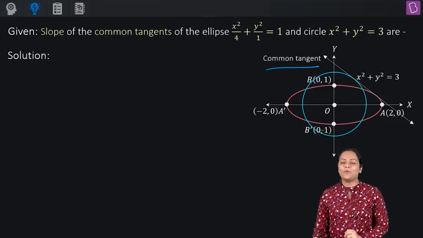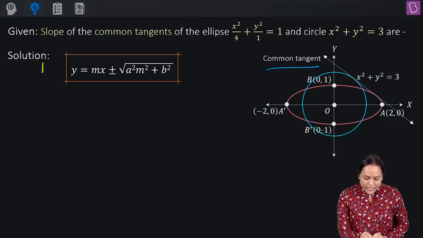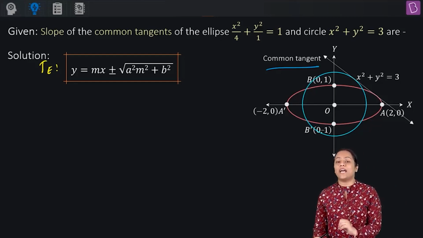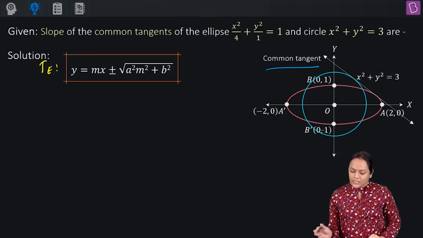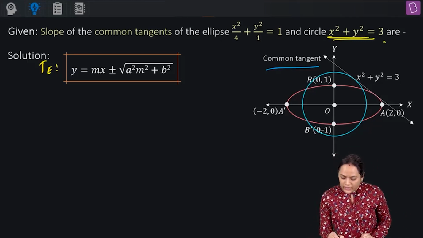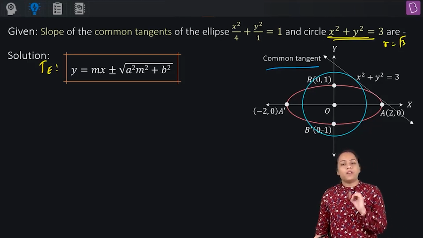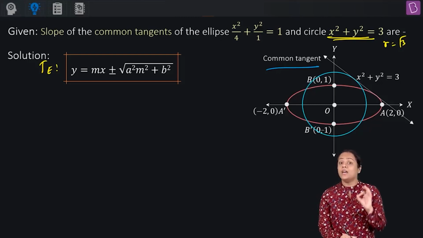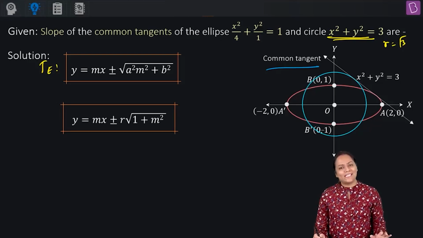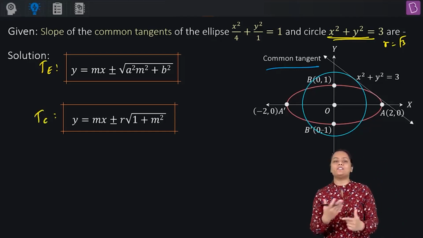It is y = mx ± √(a²m² + b²). Right? So this is my equation of tangent to the ellipse. Similarly, I can also write the equation of tangent to the circle. Yes, the circle is nothing but x² + y² = 3. We know the radius here; the radius value r is equal to root 3. So in terms of slope, the equation of tangent is nothing but y = mx ± r√(1 + m²), isn't it? This will be the equation of tangent to the circle, again in the slope form.